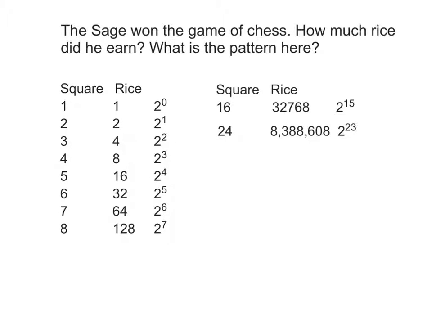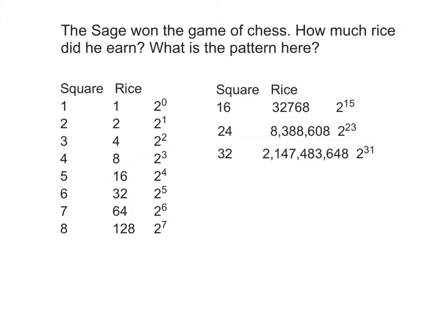After 3 rows of the chessboard, there'll be 24 squares and over 8 million grains of rice on the one square. That's not counting all the squares that have come before. That square is equivalent to 2 to the 23 grains of rice.